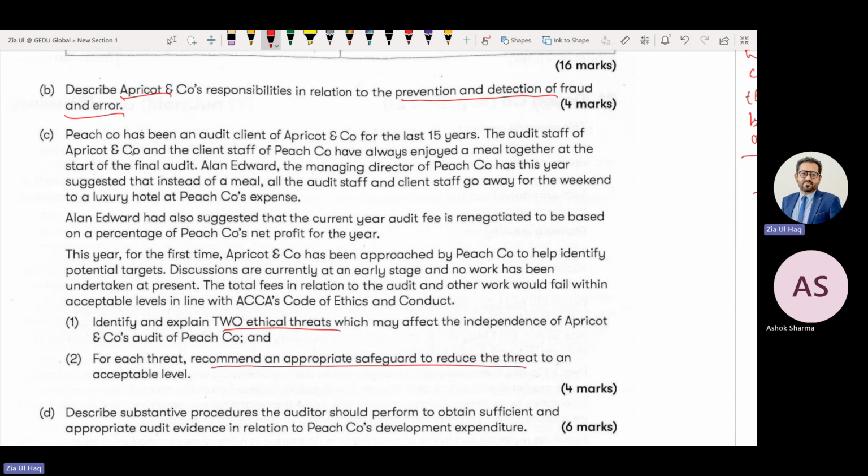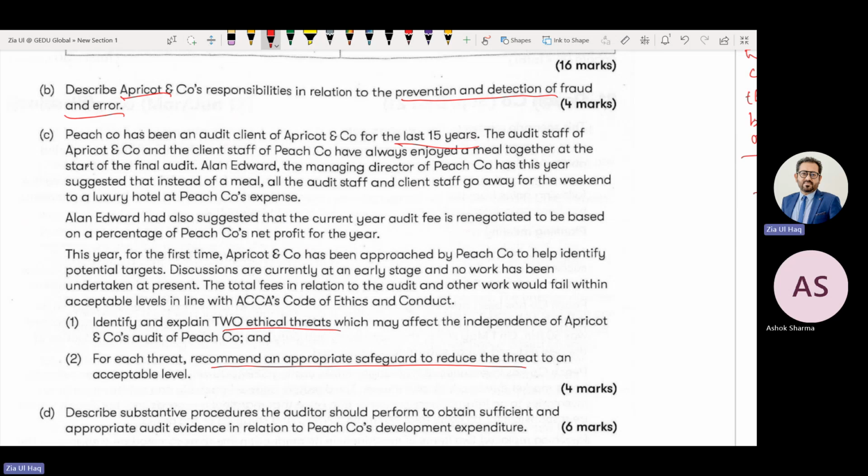Peach company has been an audit client of Apricot company for the last 15 years. Long-standing relationship: a familiarity threat could affect auditor independence. As per the IESBA code of ethics, key audit personnel should rotate off the audit every 5 years.